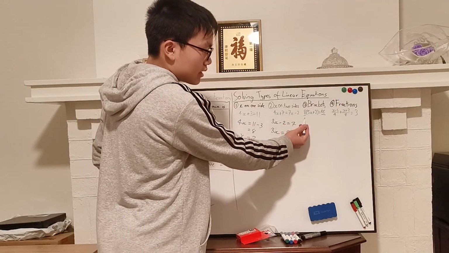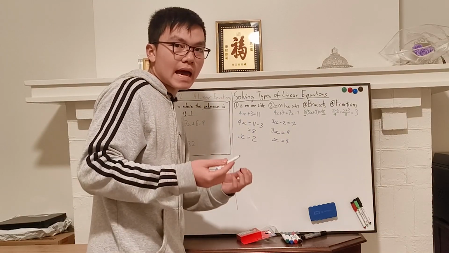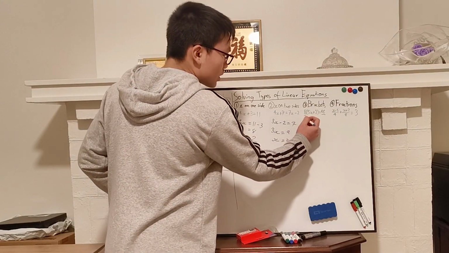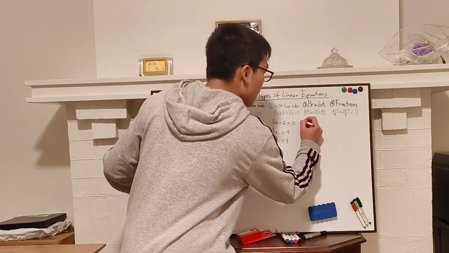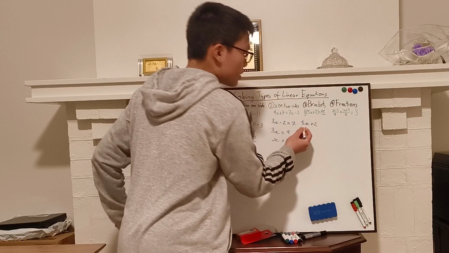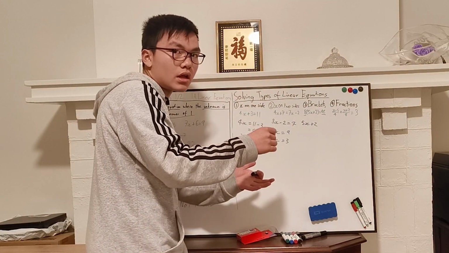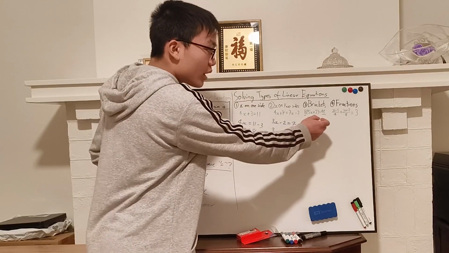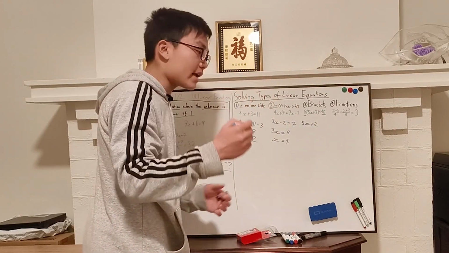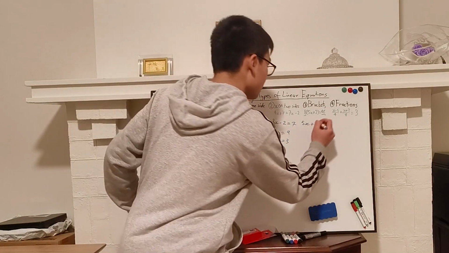Now what we can see is 8 and 48. The highest common factor of them is 8, so we can simply just cross out the 8 here. So that becomes 5x plus 2. See, we've eliminated the 8 here, so there's nothing in front of the brackets anymore. But we also need to divide the other side by 8. So that means 48 divided by 8, which is 6.